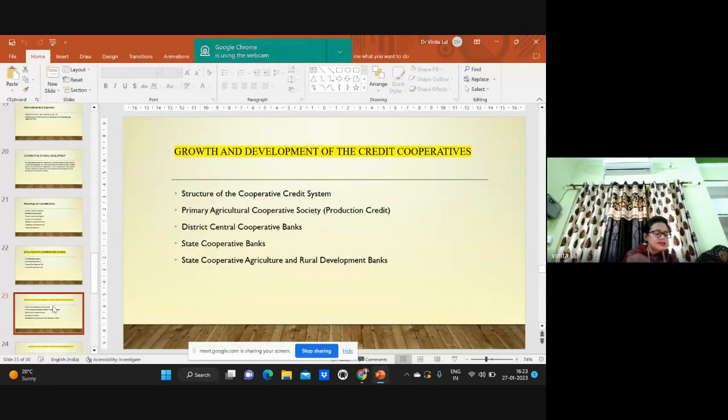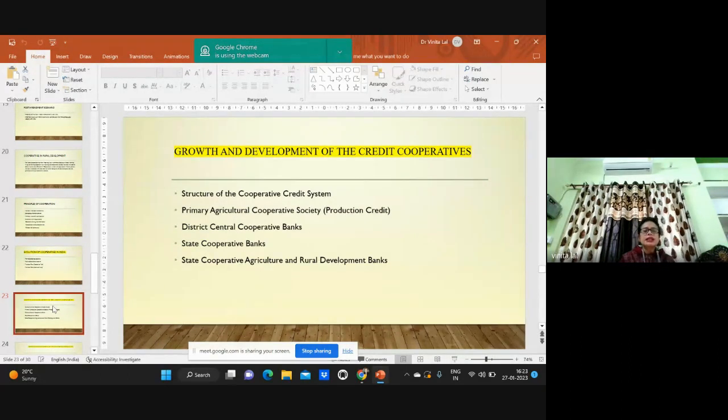This bank is divided into two divisions: urban cooperative banks, where there are non-scheduled urban banks and scheduled urban banks, and rural cooperative banks, where there are state cooperative banks, district central cooperative banks, and primary agricultural cooperative banks.